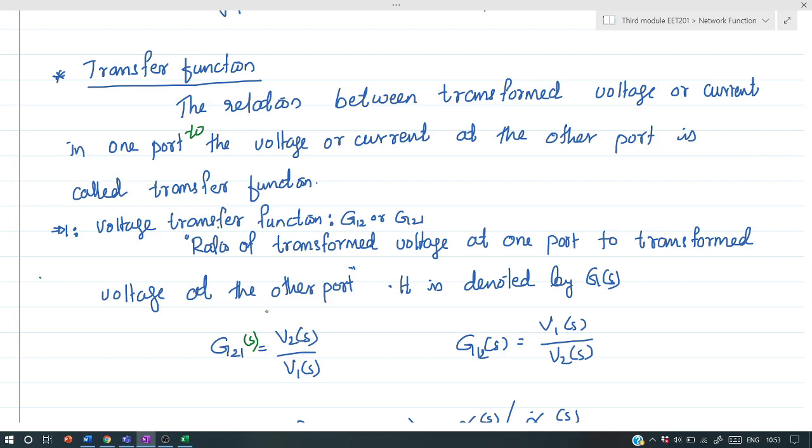The ratio of transformed voltage at one port to transformed voltage at the other port is known as voltage transfer function G(s). When we are considering G21(s), it is the ratio of V2(s) to V1(s), that is transformed voltage at the second port to transformed voltage at the first port. Similarly, G12(s) is equal to the ratio of transformed voltage at the first port to transformed voltage at the second port.